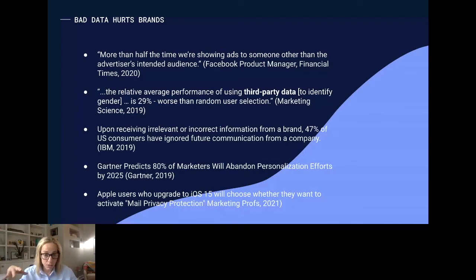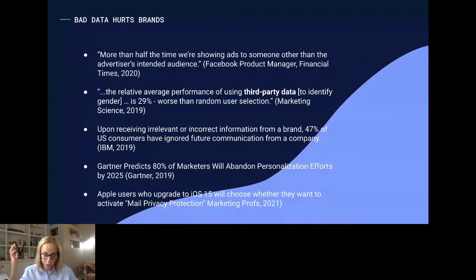And when iOS 15 comes out, people who upgrade to it will be able to choose whether they want to activate mail privacy protection. And if they do, that means all of your emails that are sent to that person will be marked as open. So your open rates are going to be massively inflated and they are not going to be meaningful anymore.